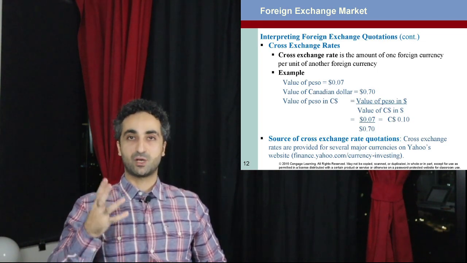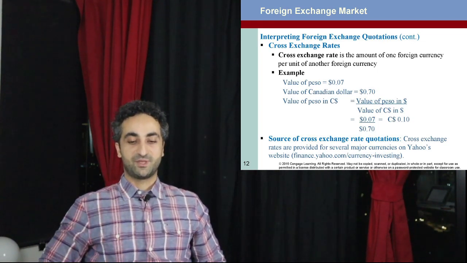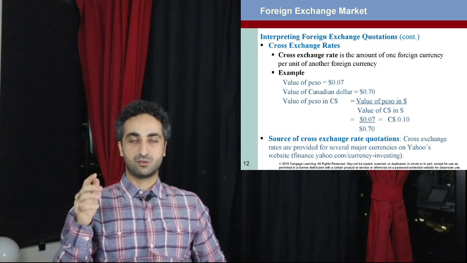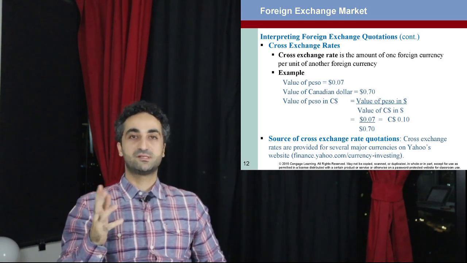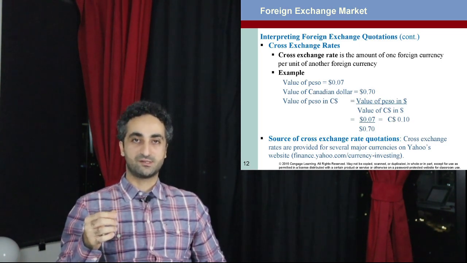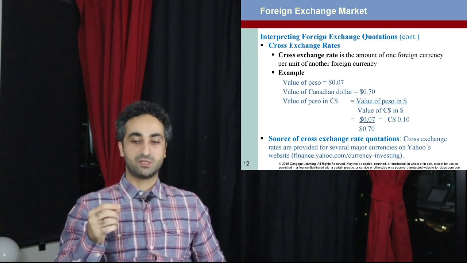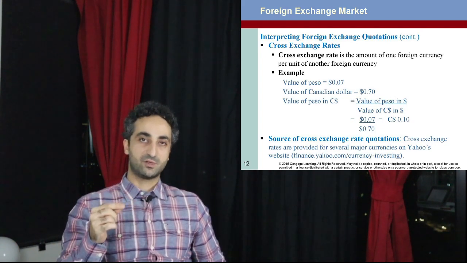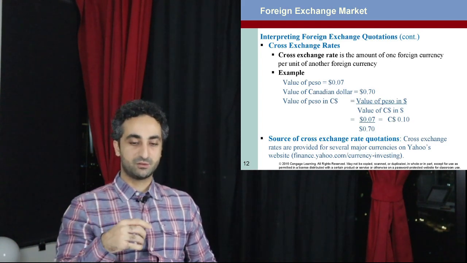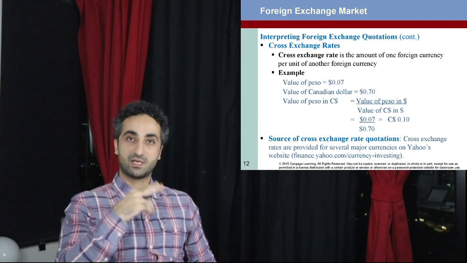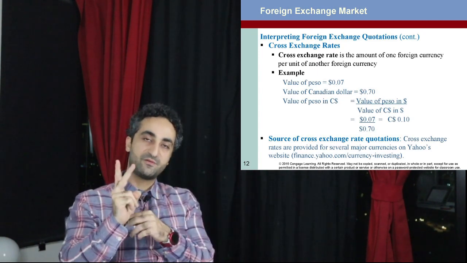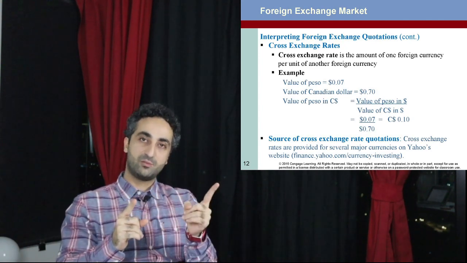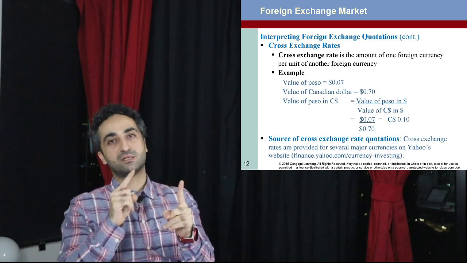Example, so again here we are Americans. So the value of the peso: 1 Mexican peso equals 7 cents USD. How about the Canadian dollar? 70 cents USD. So to buy 1 Canadian dollar, you need 70 cents of USD. And to buy 1 peso, you need 7 cents of USD. So basically, this is direct quotation. So what's the value of the peso in Canadian dollars? So based on these two pieces of information provided, give me a third piece of information. What's the value of the Mexican peso in Canadian dollars?